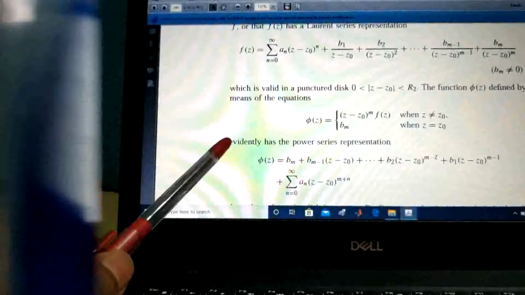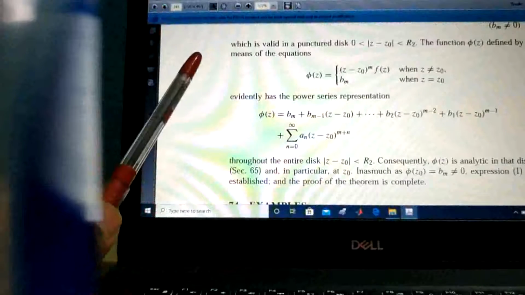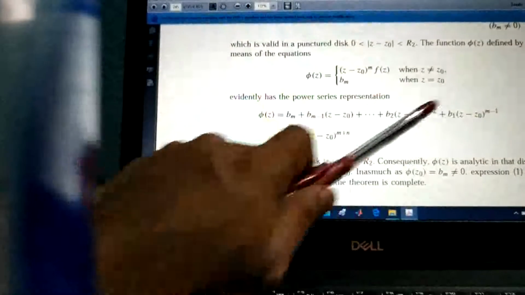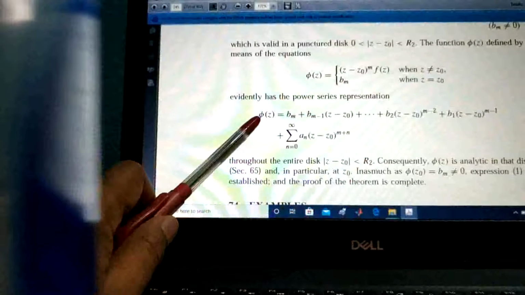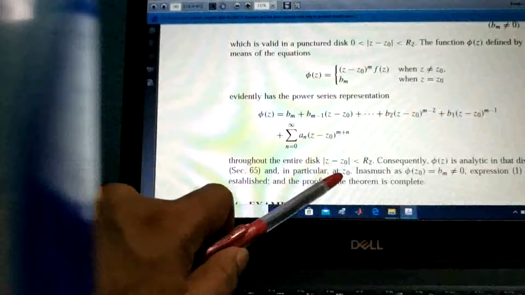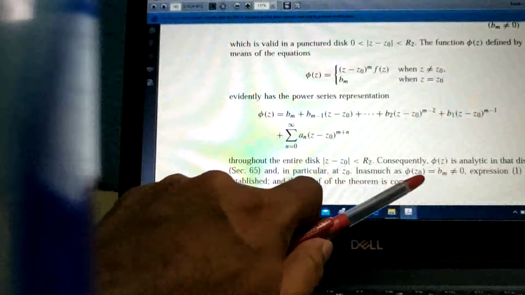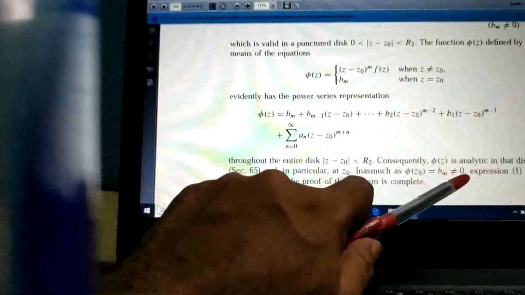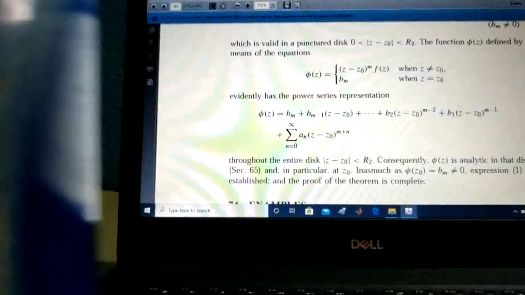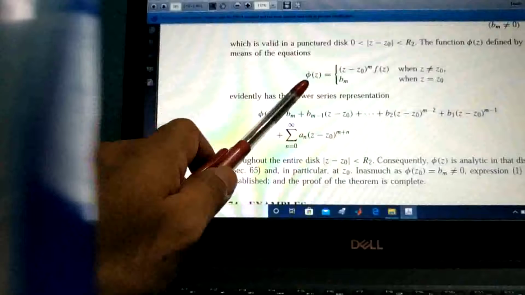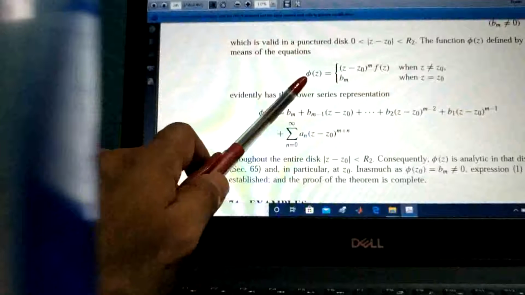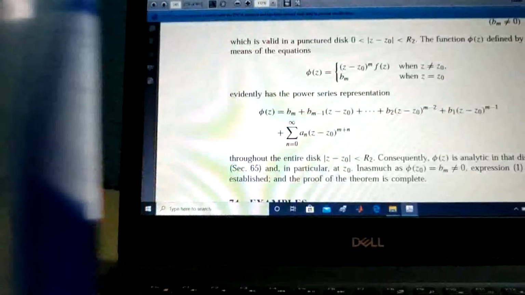So it is simply a power series which is analytic, or you can say this power series is convergent to this analytic function phi of z in that disk, and particularly at z naught, where phi of z naught is non-zero, bm. So everything is proved. Proof is complete. So with phi of z as we have defined, f of z can be written as phi of z divided by z minus z naught whole to the power m.